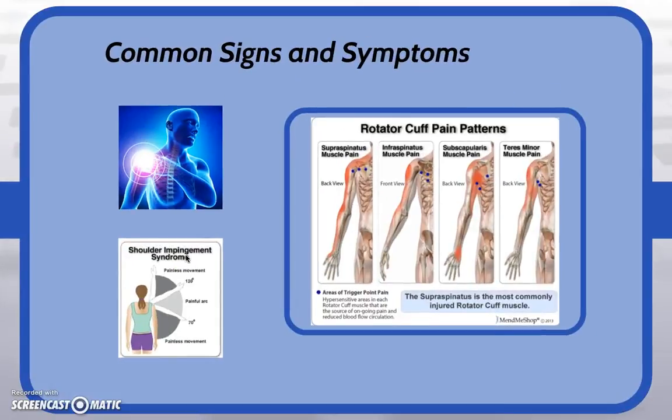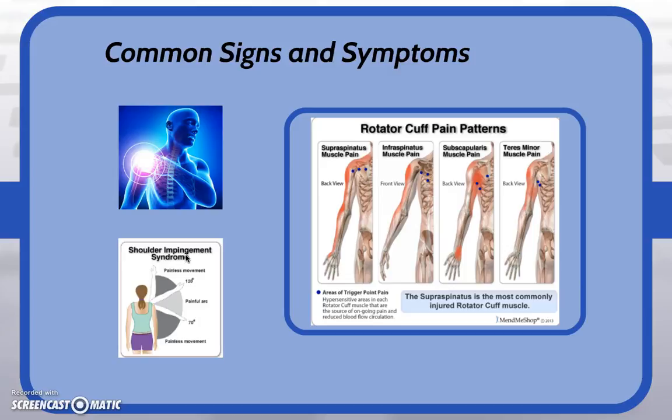Common signs and symptoms associated with rotator cuff tendinopathy. The patient will exhibit signs and symptoms of pain, muscle weakness, and loss of functional mobility with rotator cuff tendinopathy. The patient will usually complain of a dull ache, especially with overhead reaching, reaching behind the back, lifting activities, and sleeping on the affected shoulder.